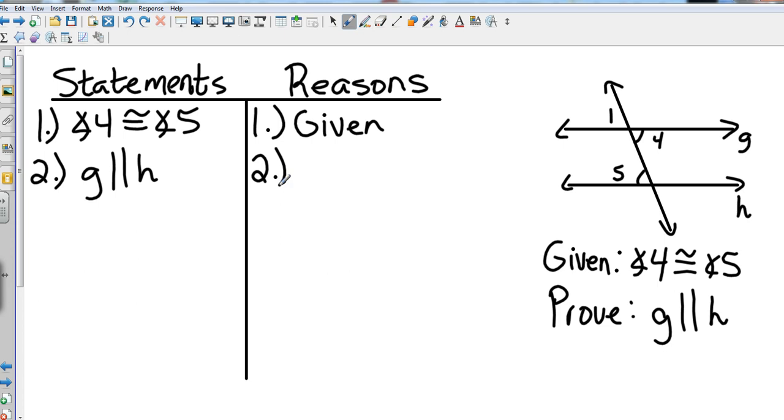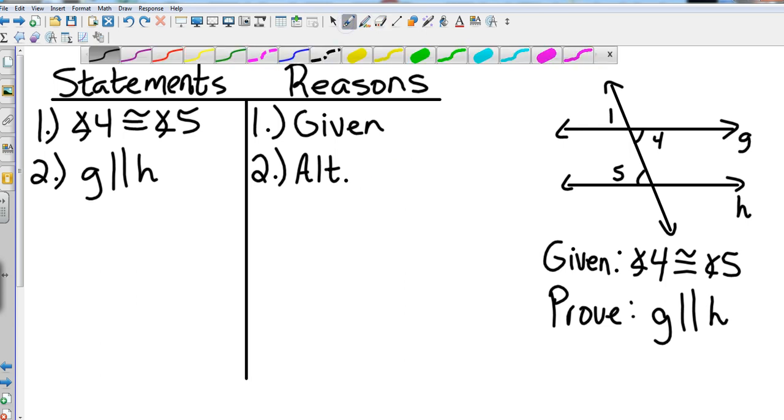And again, you don't have to memorize the theorem, but this is the alternate interior converse. Again, that states if two lines are cut by a transversal and their alternate interior angles are congruent, then those two lines are parallel.